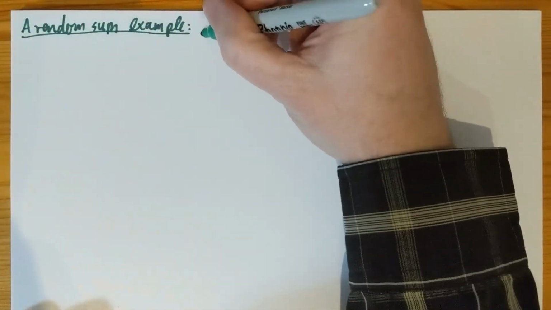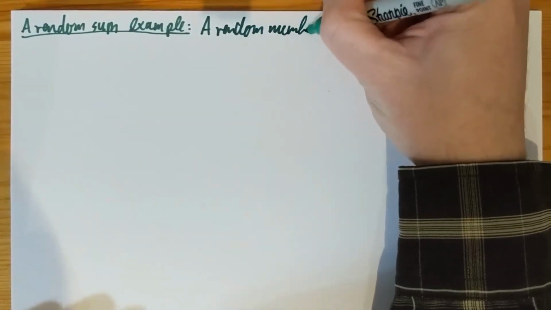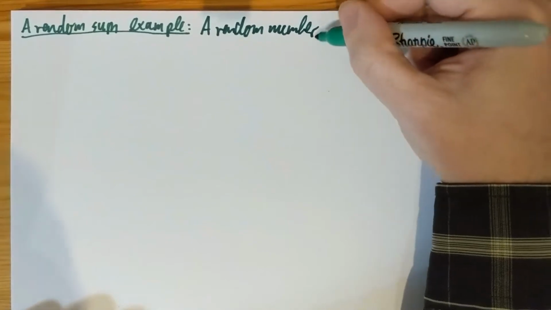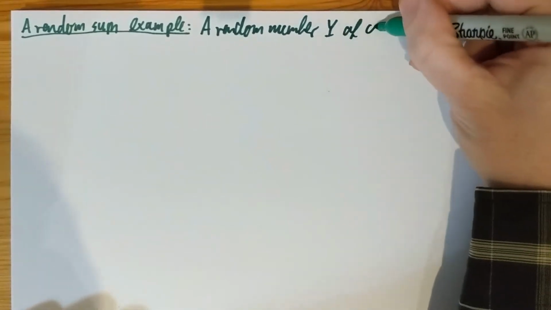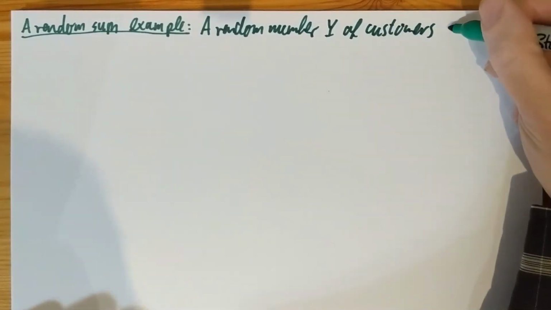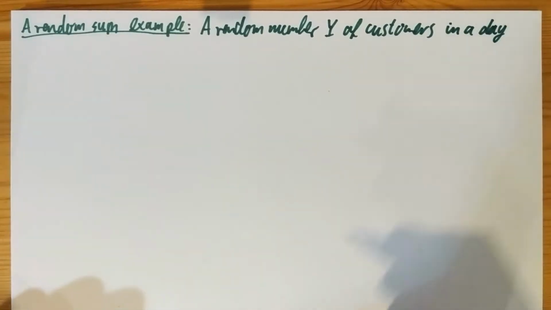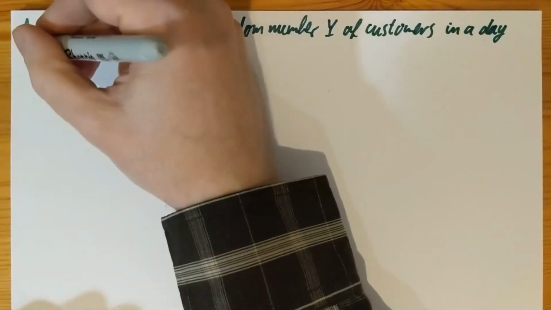I would like to show you a simple example calculation with the random sum generating functions in this video. Suppose you run a little store, and in your store you have a random number, which I'm going to call Y, of customers per day, say, in a day, and of course this is a non-negative integer number.